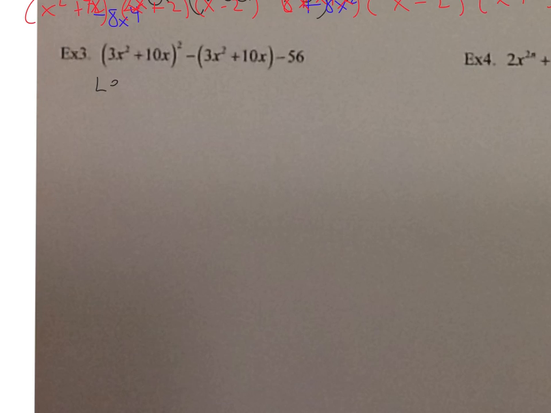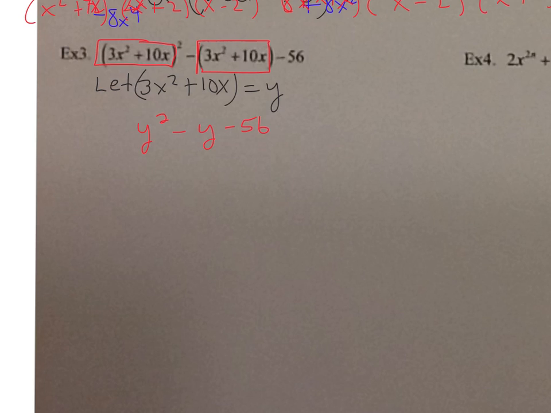So I'm going to write let 3x squared plus 10x be y. I don't want to make it x because I already have x in the problem, so I'm going to use y. So I'm going to replace each one of these here with a y. So it'll be y squared minus y minus 56. All right, now we're going to do master product. So I multiply the first times the last. I get negative 56y squared.